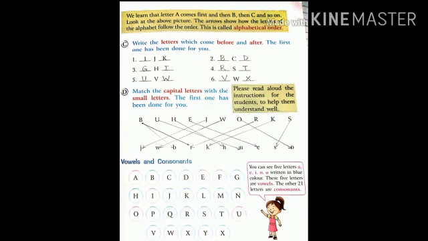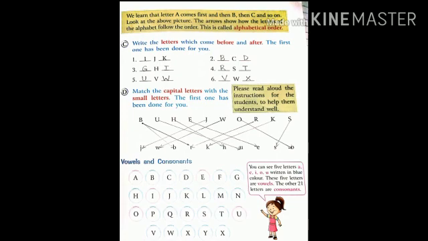In number 3, the alphabet given is H. Before H, G, and after H, I. Number 4, the alphabet given is S. Before S, R, after S, T. In number 5, the alphabet given in between is V. Before V, U, after V, W. Number 6, in between it has given W. Before W, V, after W, X.